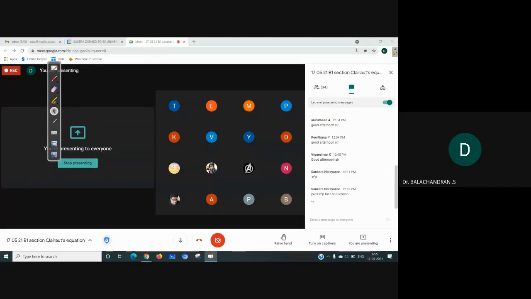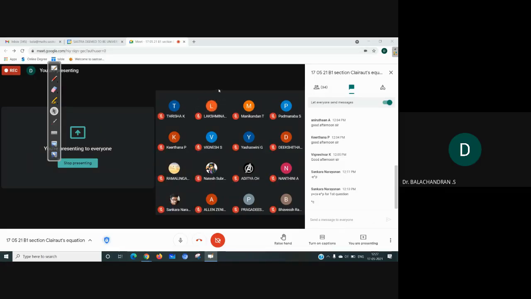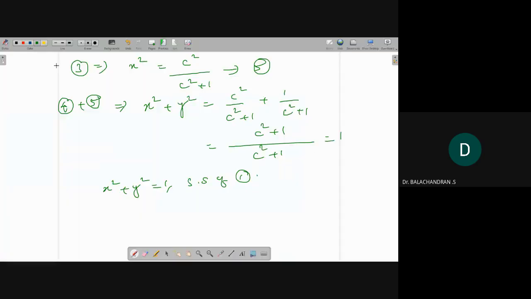Singular solution of y is equal to cx, the first question. Somebody, Shankar Narayanan, you can tell the answer because it is very difficult to see the answer on this page. If I ask the question, you can tell. Okay, thank you, Shankar Narayan. So x square plus y square equal to 1, which is the singular solution of equation 1.